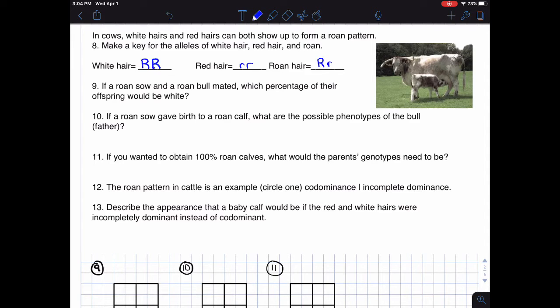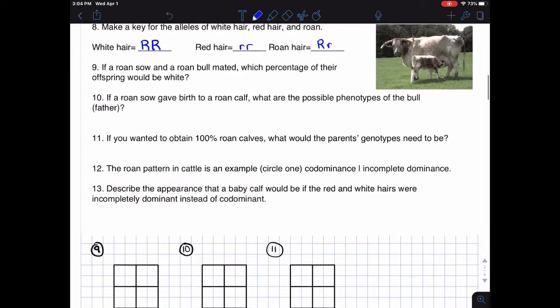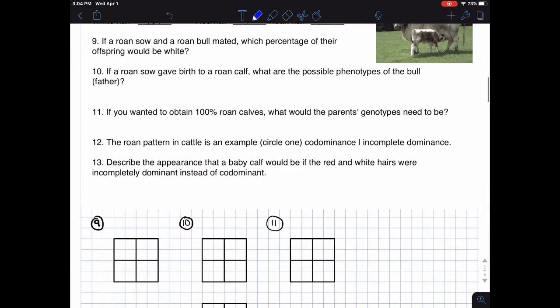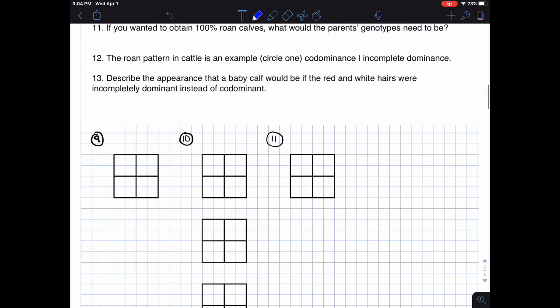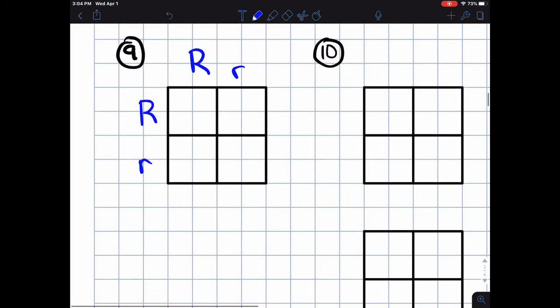Moving on, number 9. If a roan sow, or mother, and a roan bull, or father, mated, which percentage of their offspring would be white? So to solve this problem, we would use a Punnett square, and since both parents are roan, or capital R, lowercase r, we can fill that out on the outside of our Punnett square. Working through our Punnett square, we get capital R, capital R, capital R, lowercase r, capital R, lowercase r, and lowercase r, lowercase r.